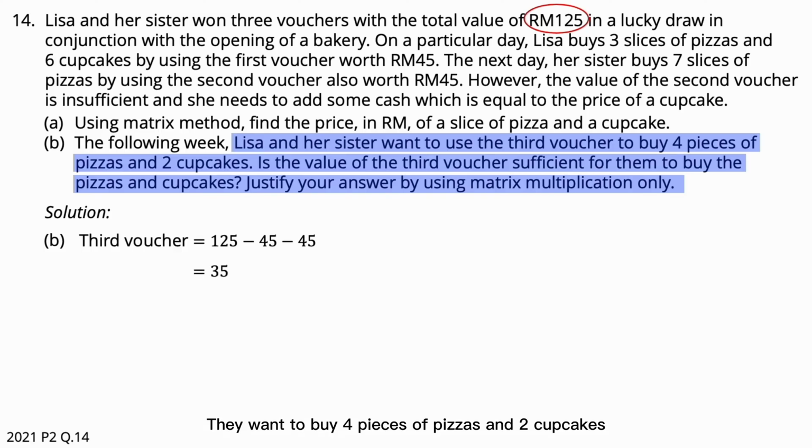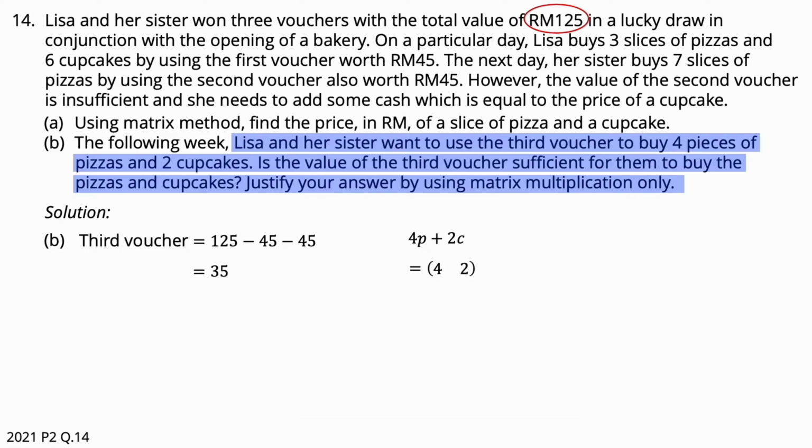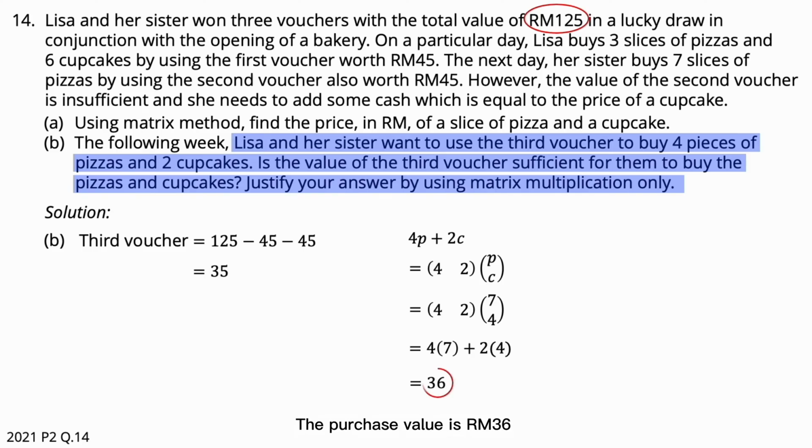They want to buy 4 pieces of pizza and 2 cupcakes: 4p plus 2c. Convert it to matrix form with the row matrix 4, 2 and multiply with the column matrix p, c. p equals 7 and c equals 4. 4 times 7 plus 2 times 4 equals 36. The purchase value is 36 ringgit Malaysia while the voucher value is 35 ringgit Malaysia. Therefore, the voucher is insufficient for them to buy the pizzas and cupcakes.